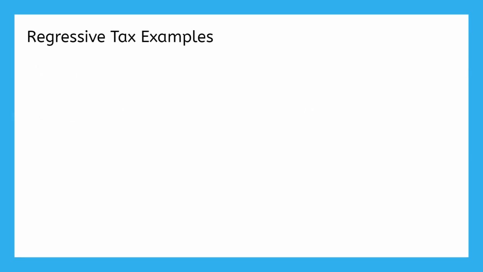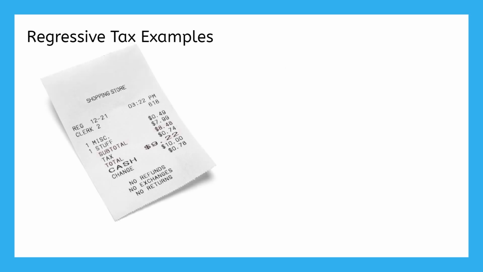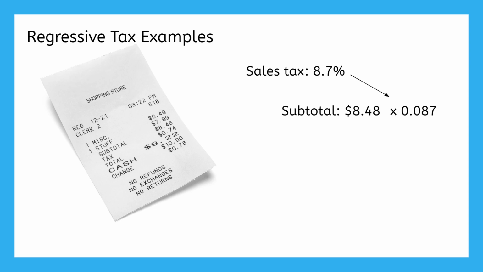Examples of regressive taxes would be any tax that is the same for everybody regardless of income, like sales tax, which is based on what you buy, not on how much you make. Cashiers don't ask you for your income before telling you your total. Sales tax is different in every state, but in this example, it's 8.7%. So anybody who buys $8.48 worth of stuff will be charged 8.7% of that, or 74 cents, which gets added to their total.